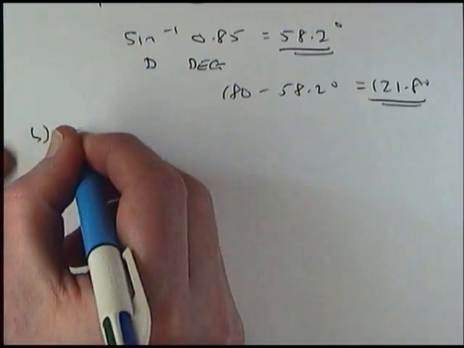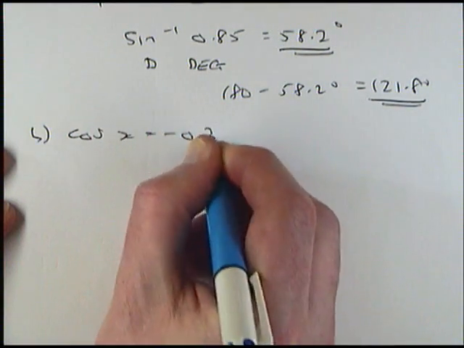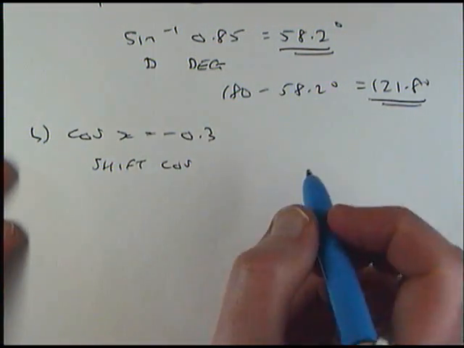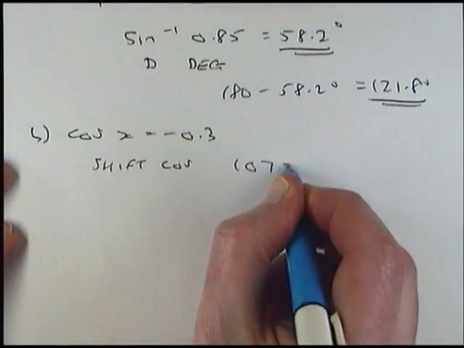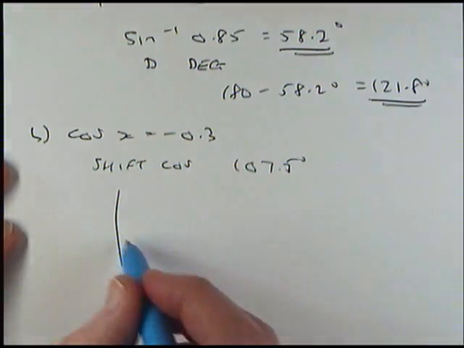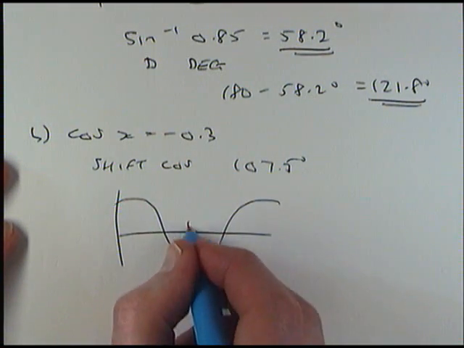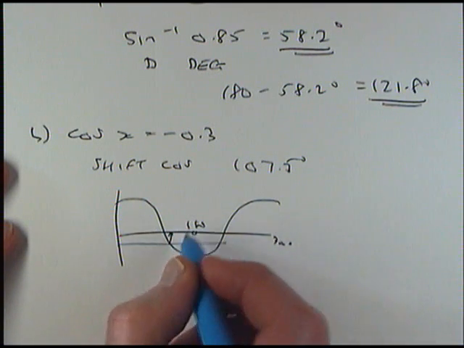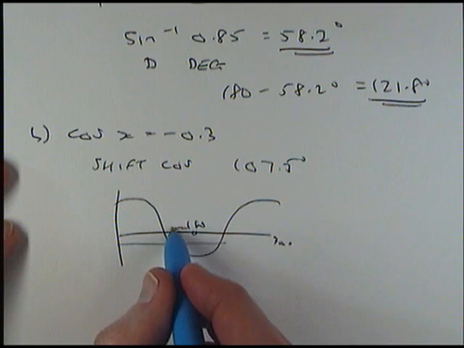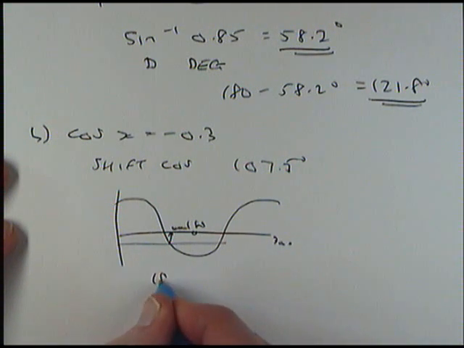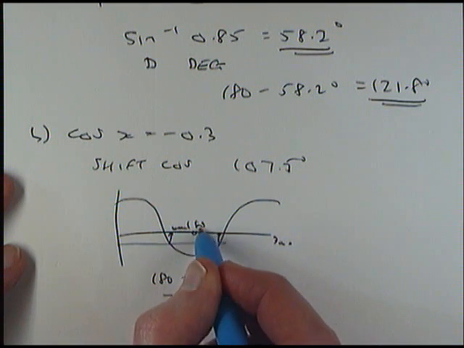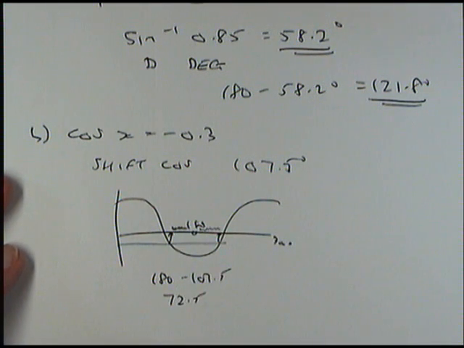Okay, next one, part B, is cos x is negative 0.3. First thing to do is shift cos, or cos to the minus 1, however you want to think of it. If you do that on your calculator, it should give you 107.5 degrees. If we do a sketch of the cos curve, that's 180, that's 360, negative number here. So you've got that answer. So this distance here, this wavy distance, will be 180 take away 107.5. That distance is 72.5.